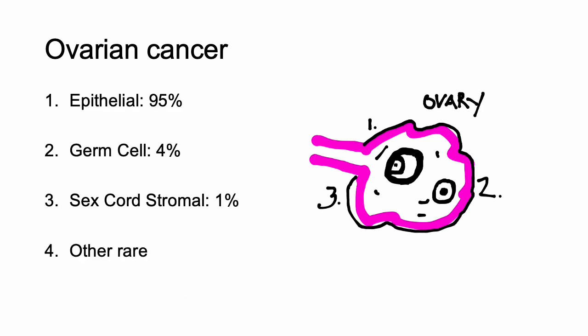And when you look at the breakdown of the prevalence of ovarian cancer, you see that the different subtypes make up different percentages, with epithelial being about 95% of what we're going to see. Germ cell in the second category with 4%, sex cord stromal about 1%, and then, like I said, there are some other rare tumors in there.